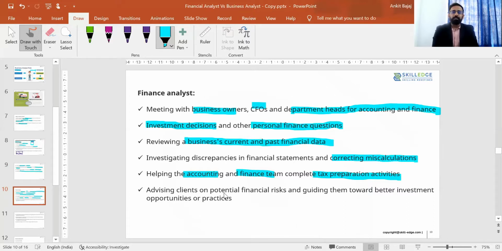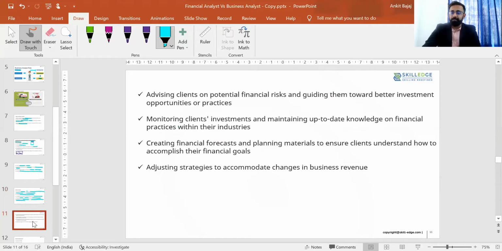Then advising clients on potential financial risk and guiding them toward better investment opportunities or practices. Right? They also suggest where organizations should invest their money for a better return. Right, so they won't be suggesting a company like Kingfisher where there is a high risk and there are chances of high bad debts or loss of money. Right, so they suggest good companies to their clients.